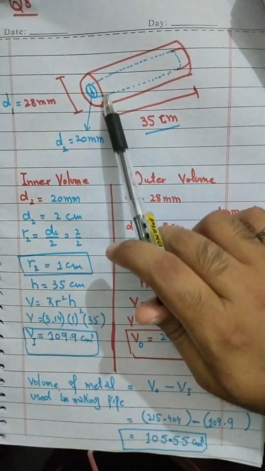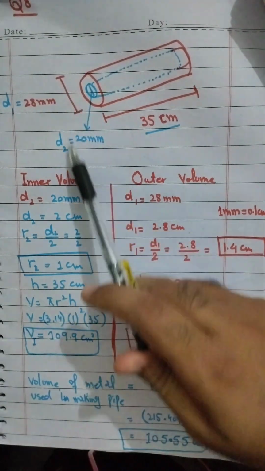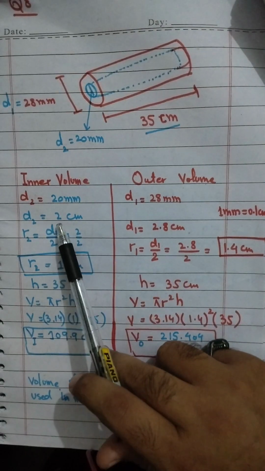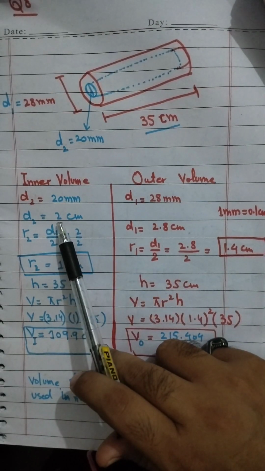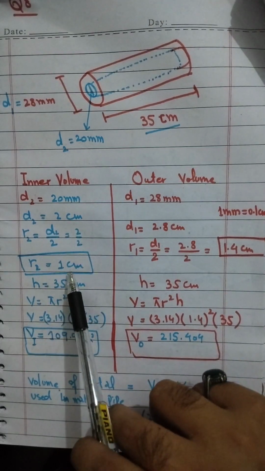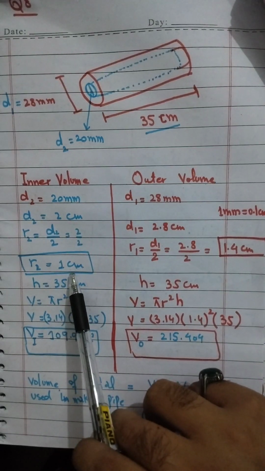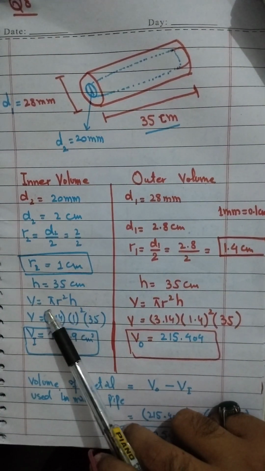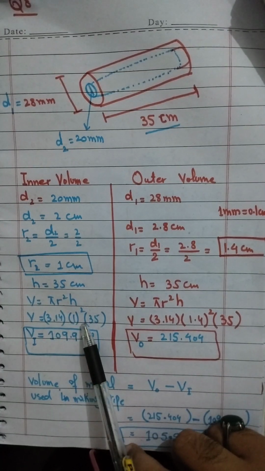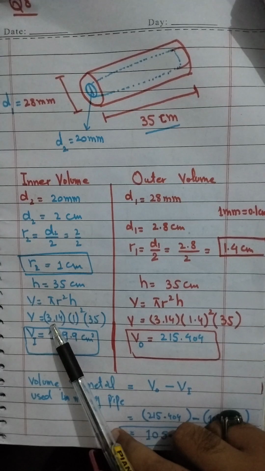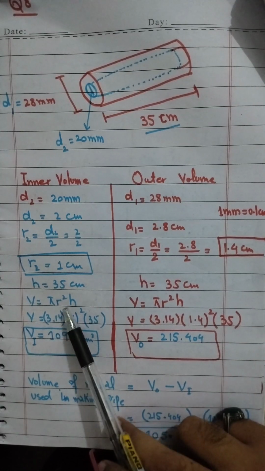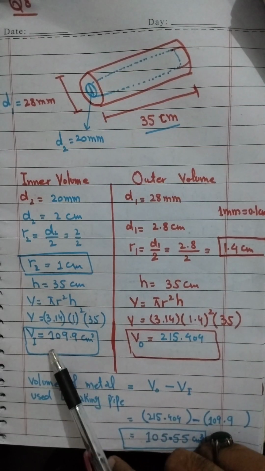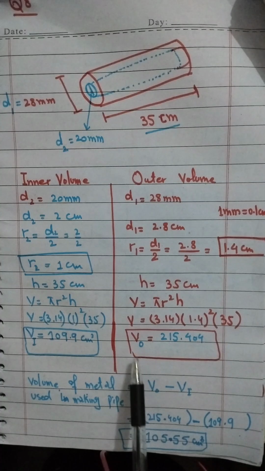This time the diameter is 20 mm. We convert it into centimeters, and it becomes 2 centimeters, and the radius, after dividing by 2, is 1 centimeter for the inner one, and the height is the same, 35 centimeters. Again we use the volume formula, putting in the values for pi, the radius, and the height. We will calculate it by calculator. We got the inner volume and the outer volume.